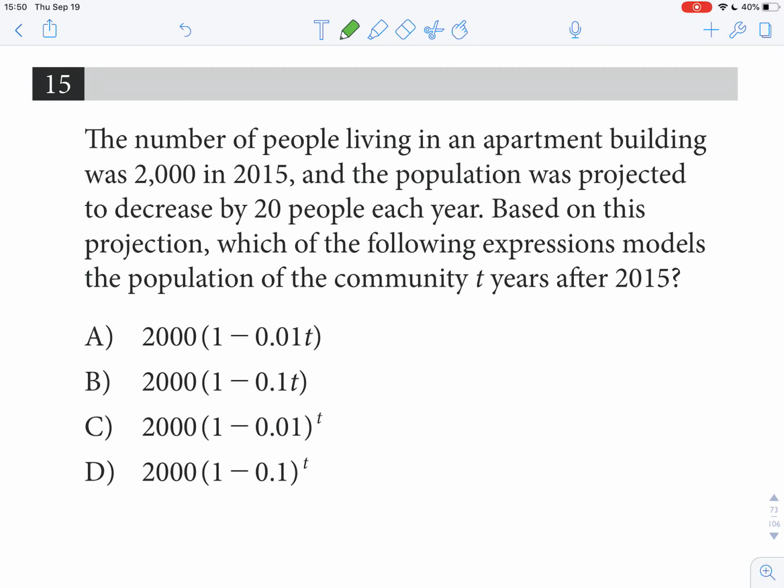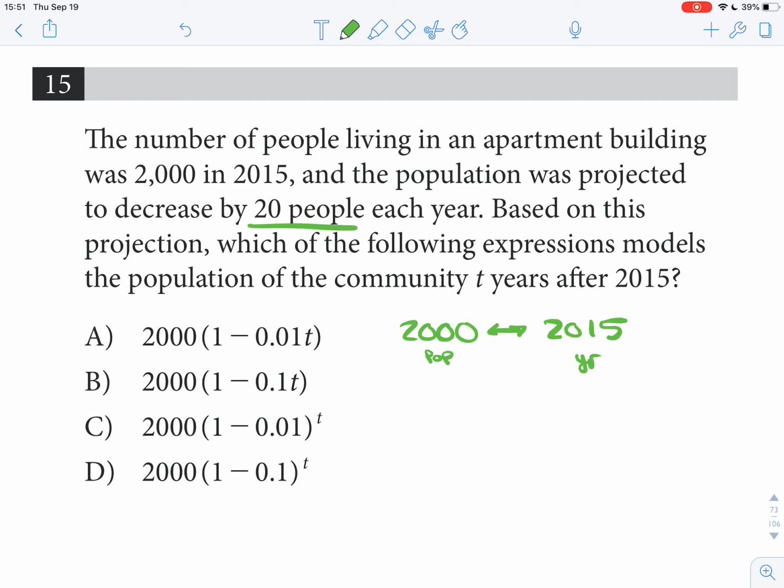All right, so the number of people living in an apartment building was 2,000 in 2015. So in the year 2015, there were 2,000 people. And they are telling us here, that's population, that's a year. And they're telling us that the population was projected to decrease by 20 people each year.